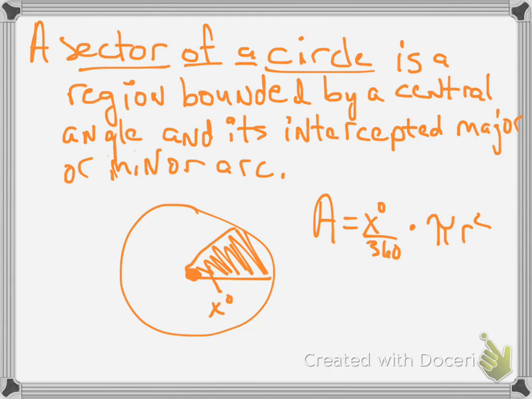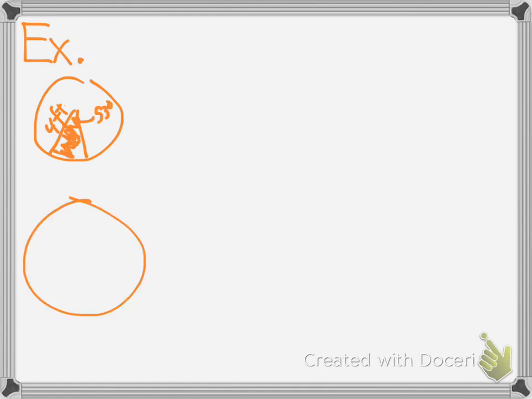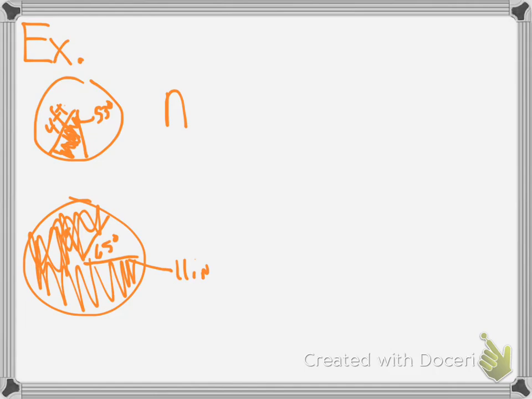The area is the degrees of the angle divided by 360, because a circle has 360 degrees, times pi r squared. Okay? So, in this case, if I give you something like this and say the radius is 4 feet and the central angle is 53 degrees, can you find the area? Or, here's a little bit more difficult. The radius here is 11 inches, but I want the section that's outside the inside angle of 65 degrees.